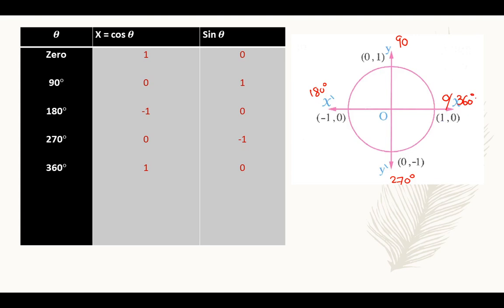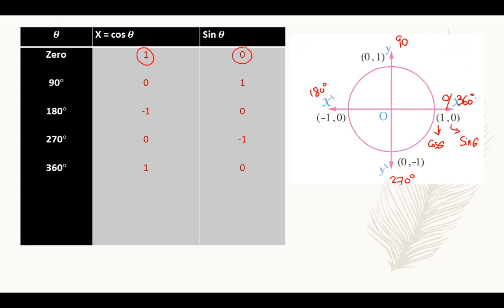Okay, so if we are going to talk about theta equal 0, the first order pair is cosine theta, and y will be sine theta. So here you can find that cosine 0 equals 1 and sine 0 equals 0.